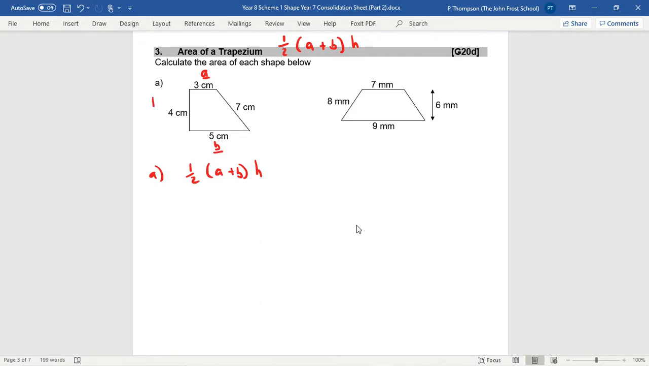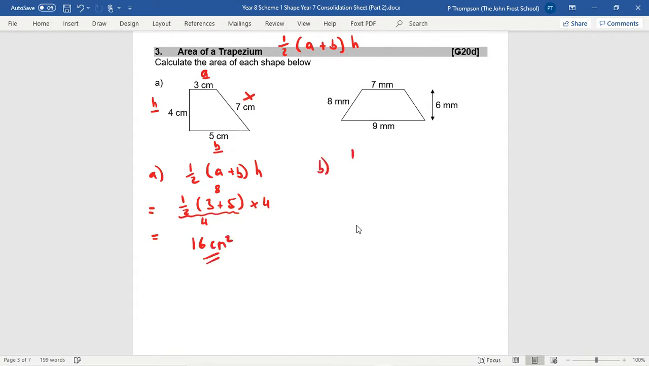So H here is 4. This 7 is useless. So I've got to do 1/2 times 3 plus 5 times 4, okay? Remember, brackets first. The bracket, 3 add 5 is 8. And half of 8 is 4. So it's like saying 4 times 4, which is 16 centimeter squares.